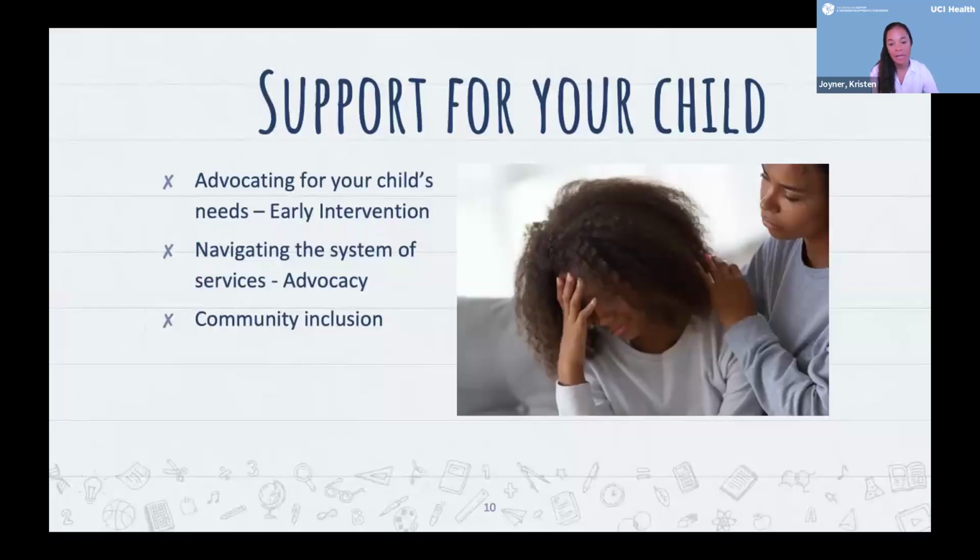And so, if you heard anything today so far that has you curious or you're looking for more support, just know that there is a lot out there, and it's important that you're aware of what those supports are, and that you know how to advocate for those supports. And so, we'll talk about each of those in just a little more detail.